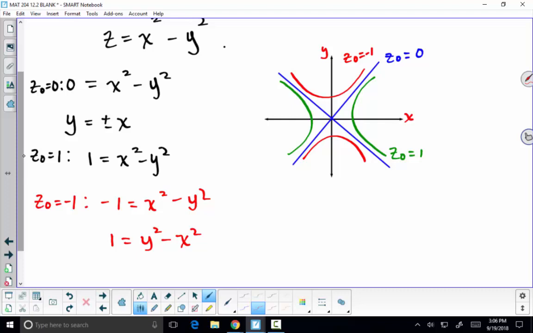That makes sense? Can we graph this? I kind of have a hard time visualizing what this would look like. So what is this surface? It's a saddle. Saddle surface. Not a monkey saddle.